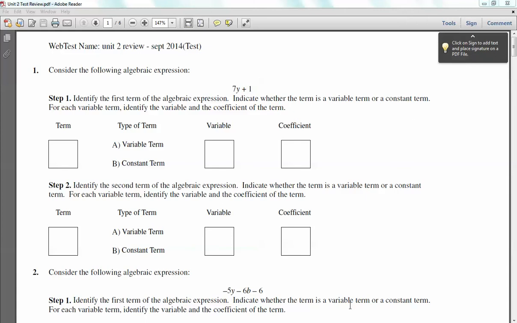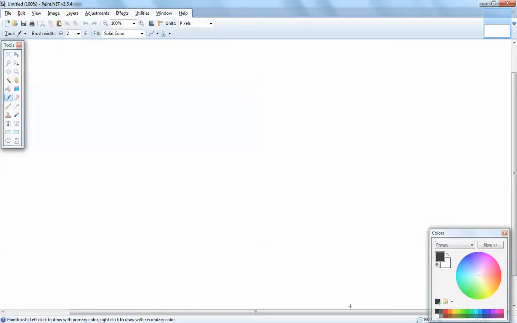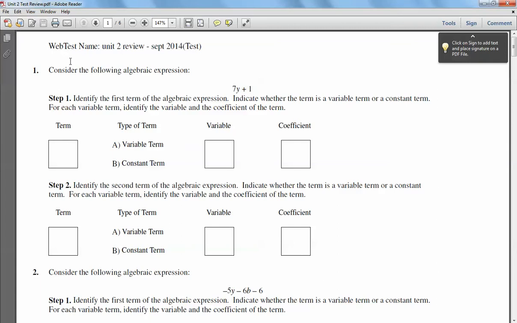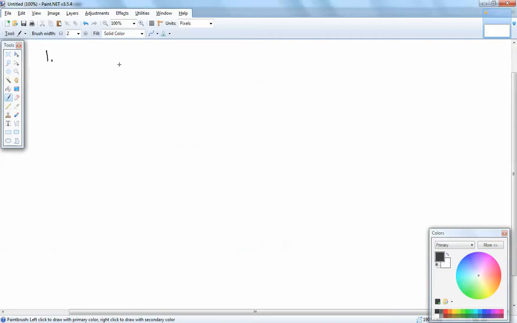Let's take a look at our first problem. If I get my pen to work. There we go. It says, consider the following algebraic expression, 7y plus 1.